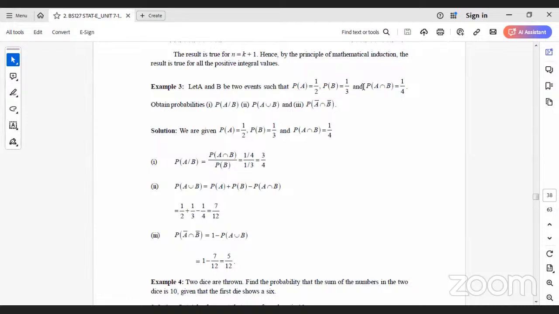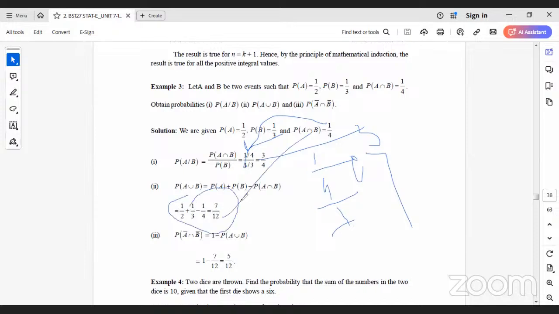See the screen here. P(A by B) = P(A intersection B) divided by P(B). What is the value? P(A intersection B) is 1 by 4 and P(B) is 1 by 3, so 1 by 4 divided by 1 by 3 is 3 by 4. P(A union B) by the formula is P(A) plus P(B) minus P(A intersection B), that is 1 by 2 plus 1 by 3 minus 1 by 4. We can take the LCM. Is that correct? Check it fast. Correct, sir. Then P(A bar intersection B bar) = 1 minus P(A union B) = 1 minus 7 by 12, which is 5 by 12. Clear? Okay.